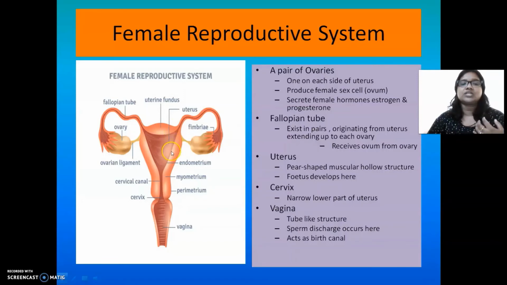And that is a sequential event which takes place in females starting from puberty. And see the opening of the uterus, it's called the cervix, which in turn opens into the vaginal tract. So these are the different parts of the internal reproductive system in females. Is it clear?